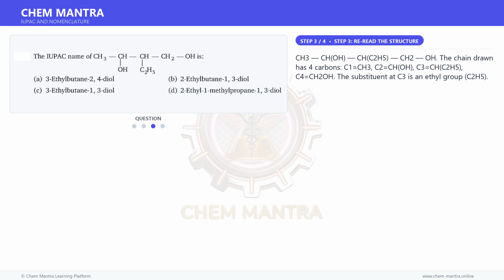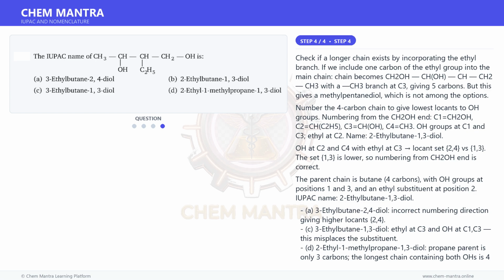The chain drawn has 4 carbons. C1 is equal to CH3, C2 is equal to CH(OH), C3 is equal to CH(C2H5), C4 is equal to CH2OH. The substituent at C3 is an ethyl group, C2H5. And for the final step, check if a longer chain exists by incorporating the ethyl branch.